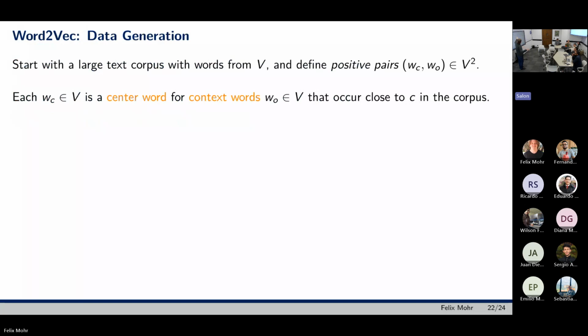And now what we do is define a set of positive pairs, WC and WO. WC is called a center word. This is a word that we find somewhere in a sentence. And context words are words that appear around this word. So you have a window size, maybe 2 or 3, and you ask which words occur around, for example, car.